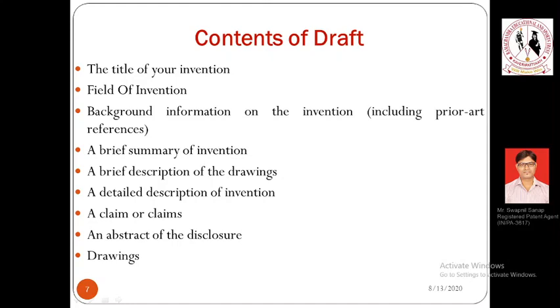Background information is, like I told you, it mainly includes 3 or 4 paragraphs. The first paragraph should be the platform in terms of what this invention is about, what specific domain it is about.